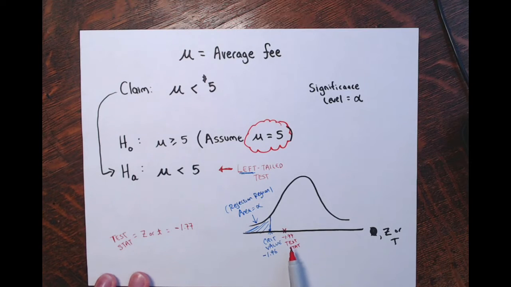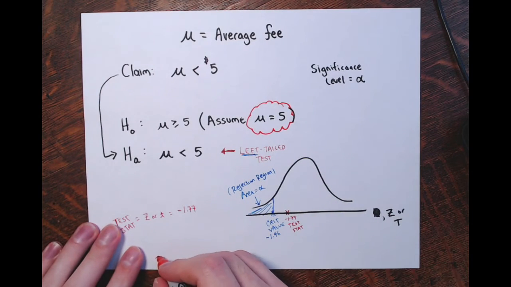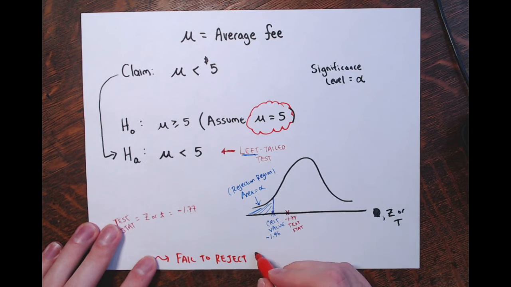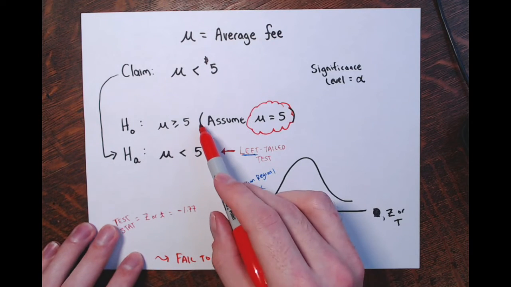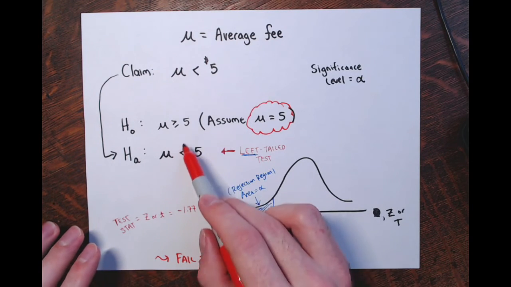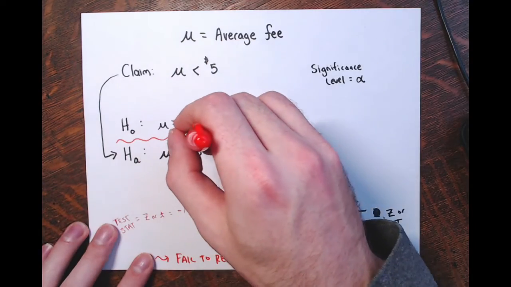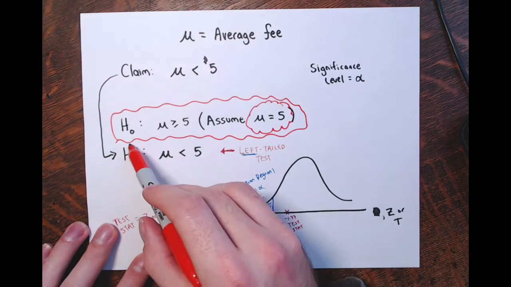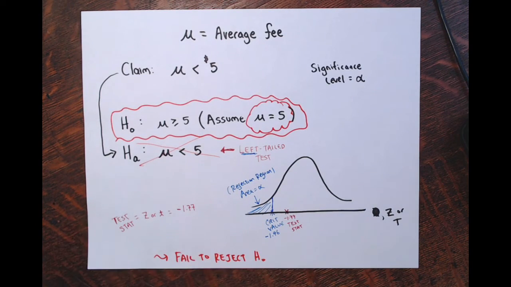And notice that that does not fall in the rejection region. So what we'd eventually say at the end here was that we would fail to reject the null hypothesis. All right, because you're either going to reject or fail to reject. So that means we're keeping this. You don't reject that, meaning you're not accepting the alternative.